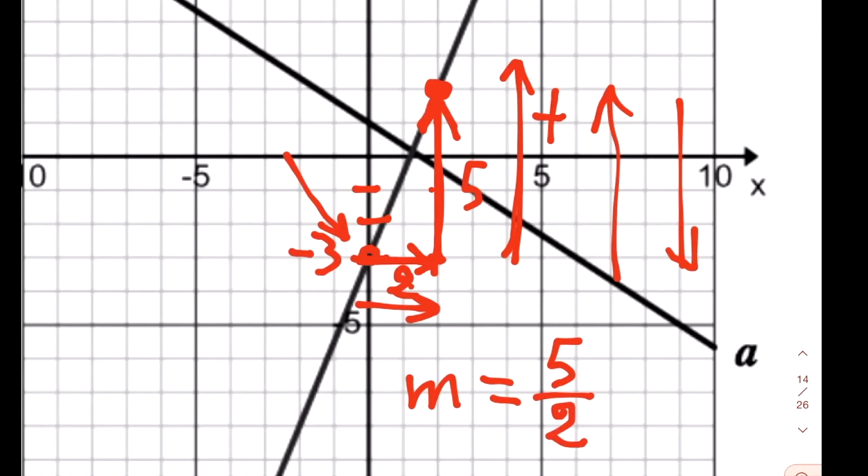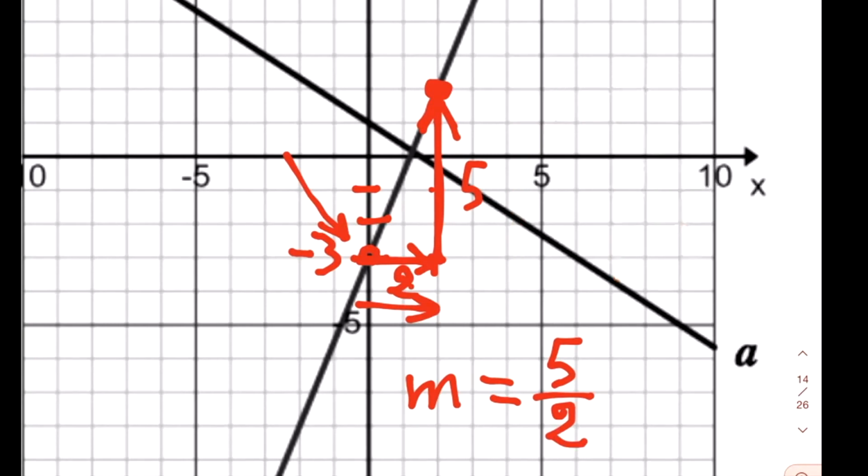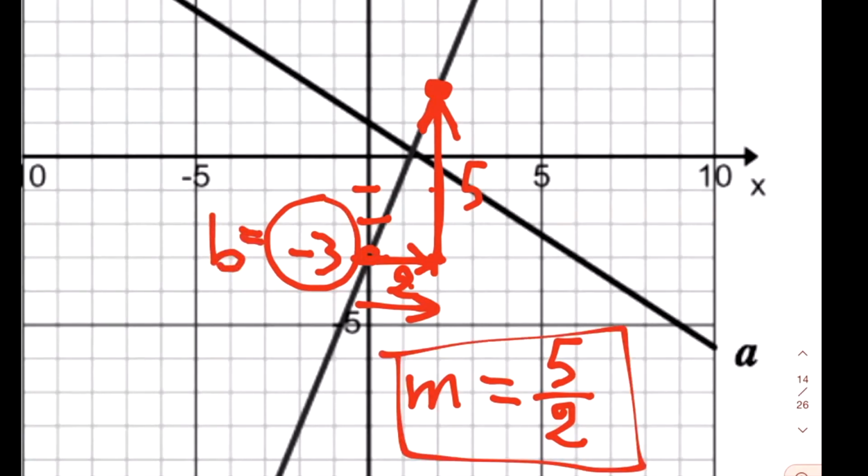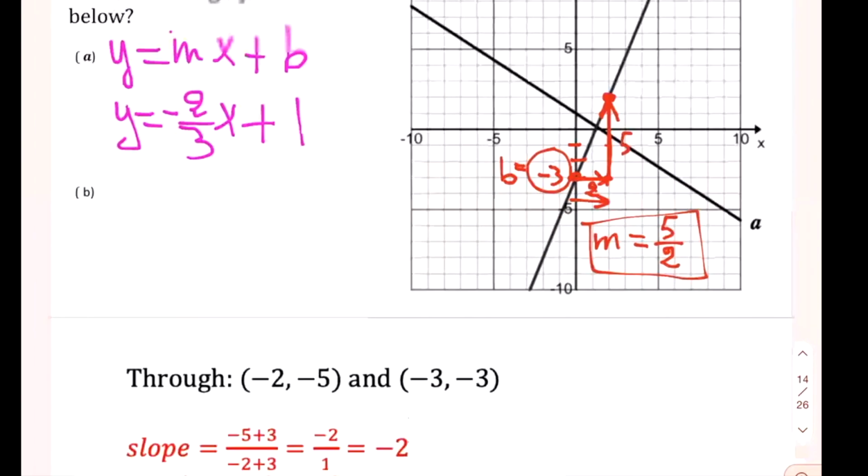Now I have the slope, and I have the intercept. My intercept is -3. This is b, and this is m. From the graph, you get them easily. Just put them in the equation.